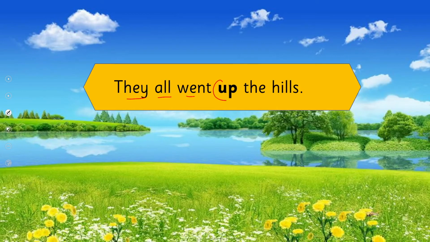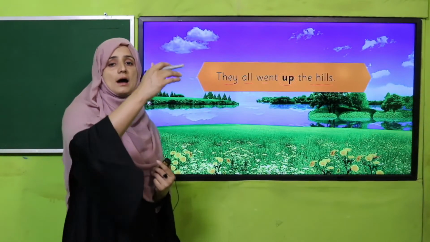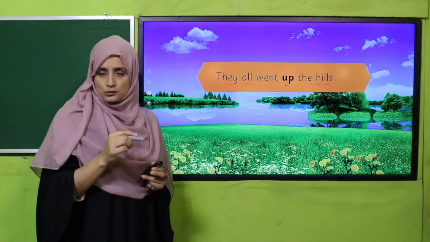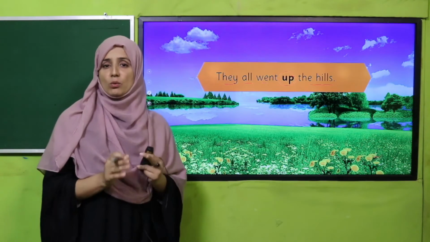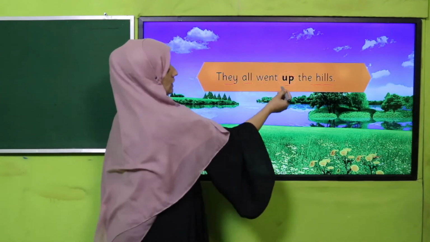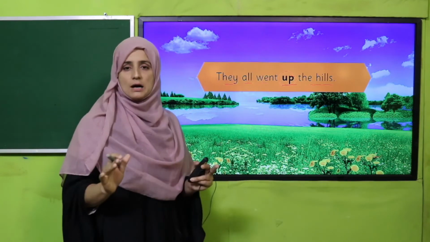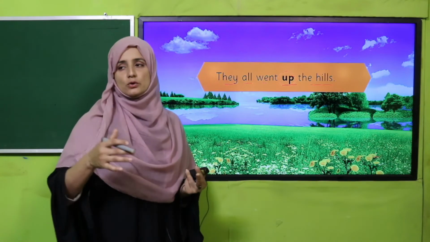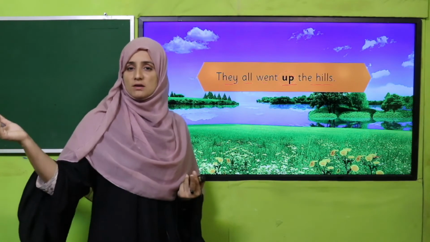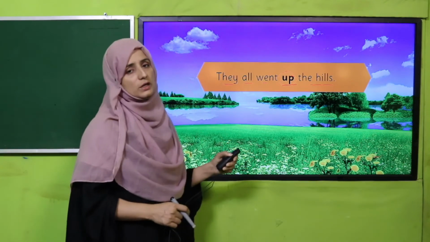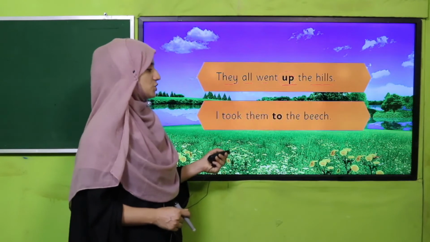They all went up the hills. So this is telling us direction, in which direction they all are going. So where are they going? They all went up the hills. Okay, so this is direction and movement together, related together. Definitely when we move, we choose our direction, my dear students. Without direction, we can't move. Suppose you are going out of a room, so definitely there will be a direction in which you are going. Okay, so this is how we can get preposition of direction and movement.